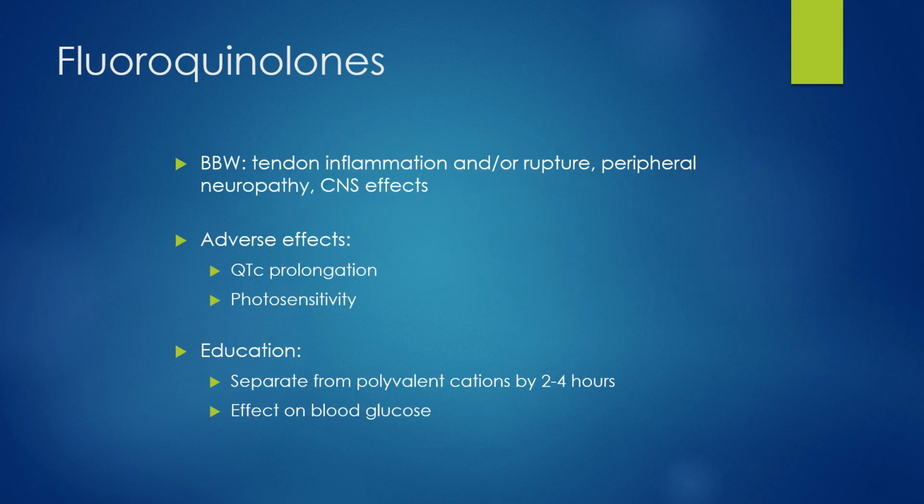All fluoroquinolones have black box warnings, including one for tendon inflammation and/or rupture. This is more likely in patients that have concurrent systemic steroid use, organ transplant patients, and patients that are 60 years or older. There's also a risk for peripheral neuropathy that can last for months or years after drug discontinuation. And lastly, there's also a black box warning for CNS side effects, including an increased risk of seizure.